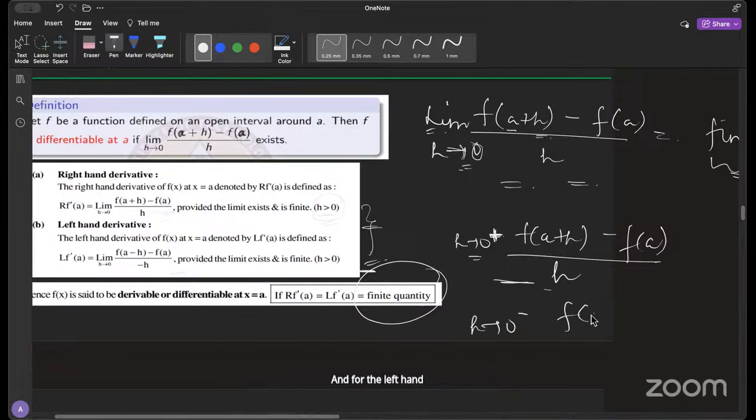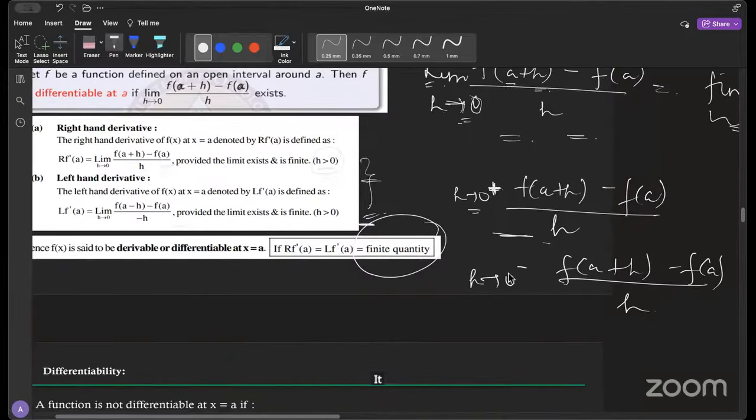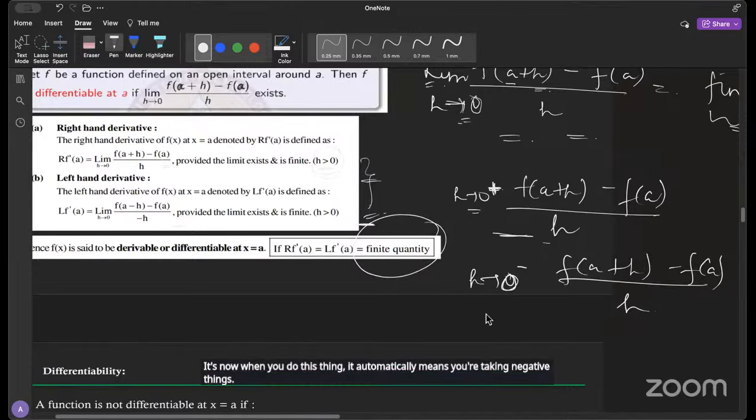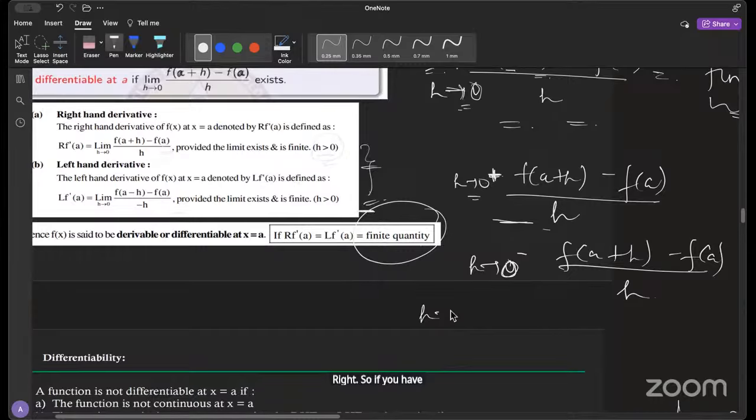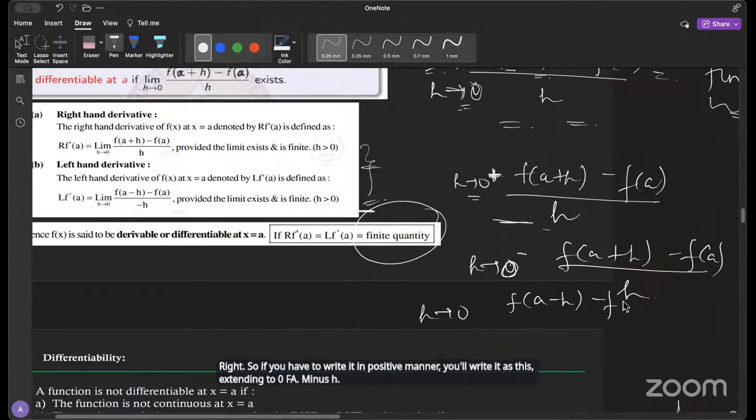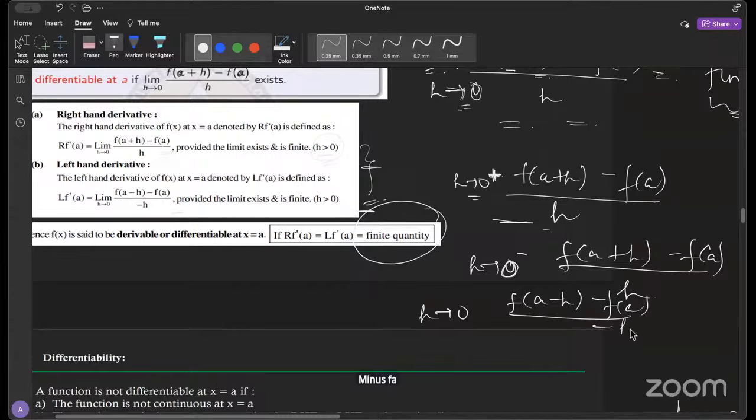0 minus, you can do it as this. f(a+h) minus f(a) by h. Now, when you do this thing, it automatically means you're taking negative values, right? So if you have to write it in positive manner, you will write it as h tending to 0, f(a-h) minus f(a) by minus h, which is the same thing here, right? Is that okay?